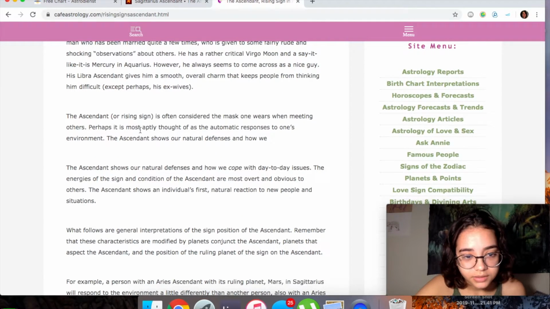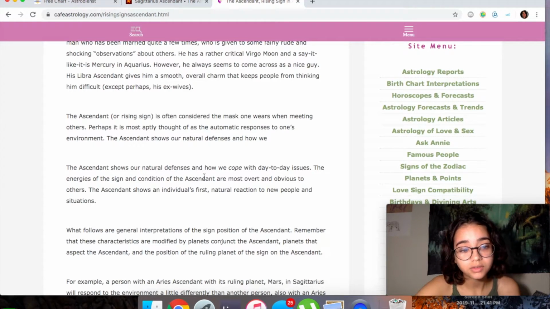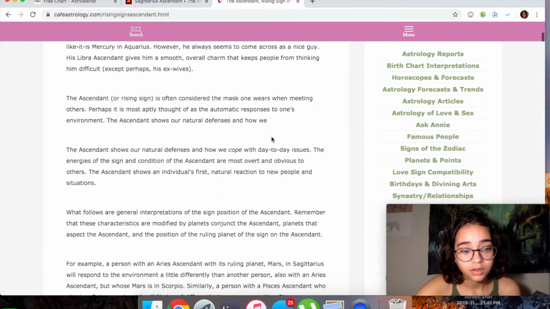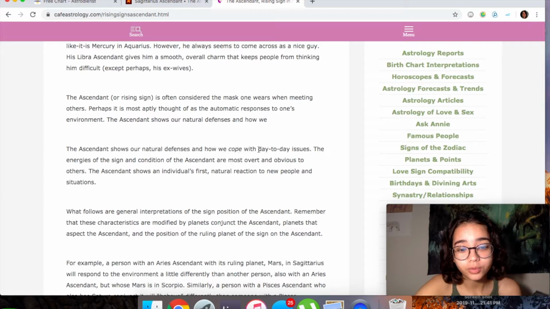The ascendant or rising sign is often considered the mask one wears when meeting others. Perhaps it is most aptly thought of as automatic responses to one's environment. The ascendant shows our natural defenses and how we cope with the day-to-day issues. The energies of the sign and condition of the ascendant are most overt and obvious to others. The ascendant shows the individual's first natural reaction to people and situations.